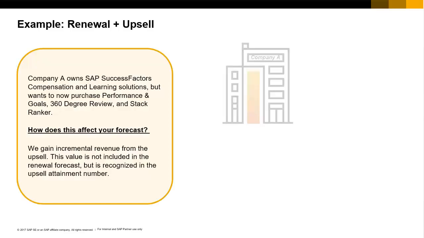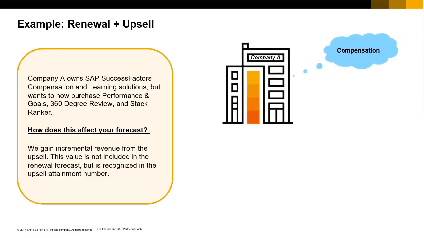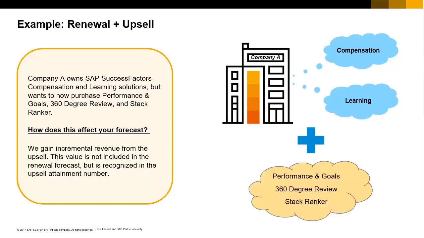An example of renewal and upsell. Company A owns SAP SuccessFactors Compensation and Learning Solutions, but wants to purchase Performance and Goals, 360-degree Review, and Stack Ranker solutions. How does this affect your forecast? We gain incremental revenue from the upsell. This value is not included in the renewal forecast, but is recognized in the upsell attainment number.